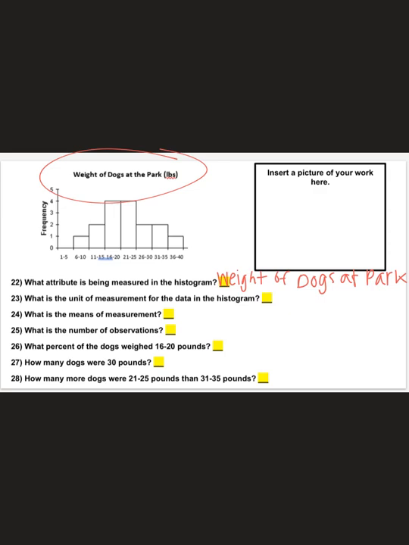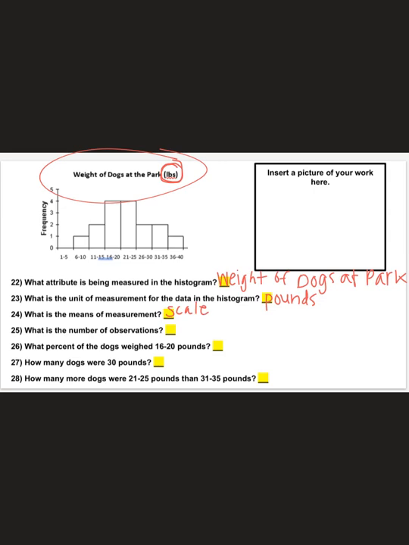23, what is the unit of measurement? So the units they tell you in parentheses up top is just pounds, so lbs, or you can write out the word pounds, doesn't matter. What is the means of measurement? Means, what tool did you use to measure the units? So we use a scale to measure pounds.